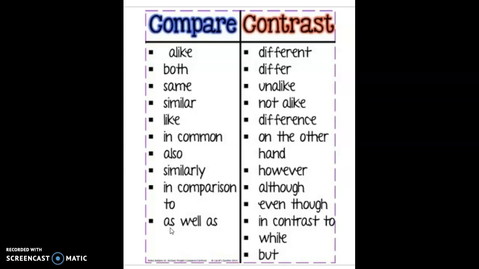And then when we're contrasting and we're writing sentences about how Clevis was different at the beginning of the story and end of the story, we can of course use the word different, or differ, unalike, not alike, on the other hand, however, although, even though, in contrast to, while, or but. So at the beginning of the story, Clevis was blank, but at the end of the story, he was blank. Use these words when you're writing your sentences.